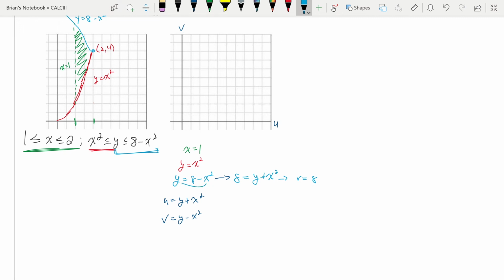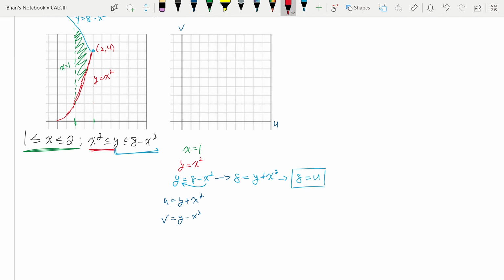So we'll move that x squared over to the other side. To do that, we have to add it. So we'll get 8 is equal to y plus x squared, and y plus x squared is equal to u. So then we get 8 is equal to u. Okay, so that's one bound. We're 1/3 of the way there.